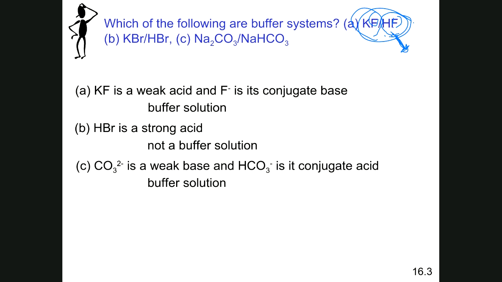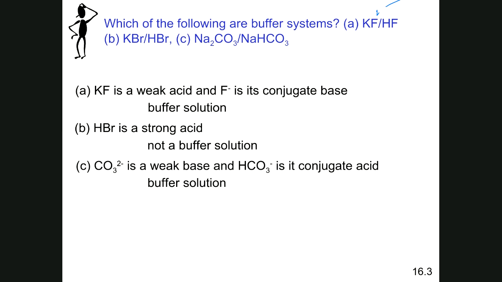So if you have the weak acid and the salt of the weak acid, or the conjugate base of the weak acid mixed together, then your system is going to be a buffer system. So this is a buffer system. So A is a buffer system.